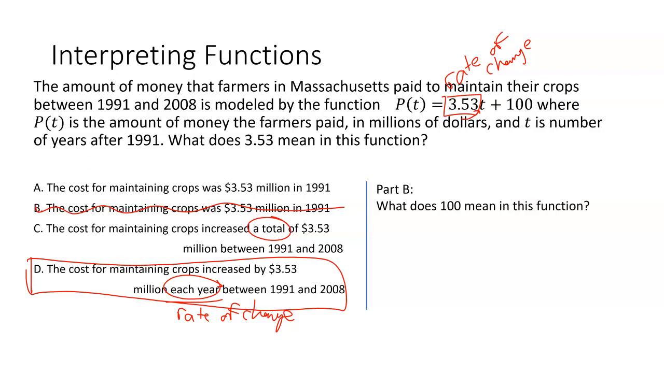Now part B, so we want to look at the other part. 100. What part of my equation is the 100? The b, which represents the y-intercept. And again, y-intercept is usually our starting point. So we want to think of it in context of our starting point. We're going to have to come up with this on our own. What would 100 represent in this specific context?